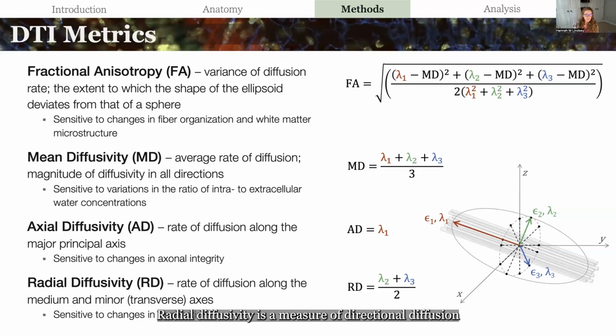Radial diffusivity is a measure of directional diffusion that is averaged over the 2 transverse axes that are perpendicular to this principal axis. So these 2 right here. And it increases with demyelination, Wallerian degeneration, and inflammation. So in all these cases, the ellipsoid is going to expand. So these are going to get larger, and this one's going to get shorter, and it's going to change as those things change with things like demyelination, for example.